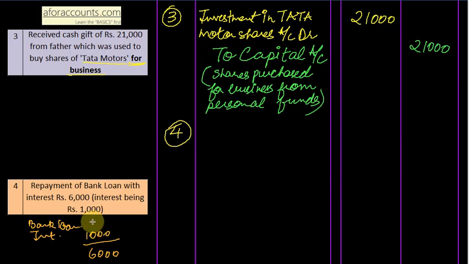Means the bank loan's principal must be 6,000 minus 1,000, 5,000. And now you are finishing your bank loan and paying the interest. Interest is your expense. So expenses are always debited. Credit is bank loan because it is liability. You are finishing it. So you have to debit it. So entry will be bank loan account debit.